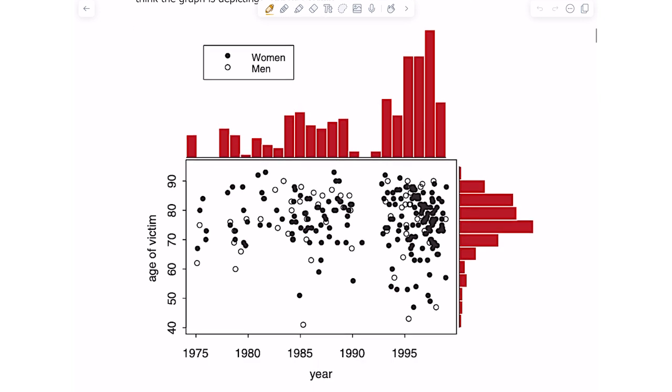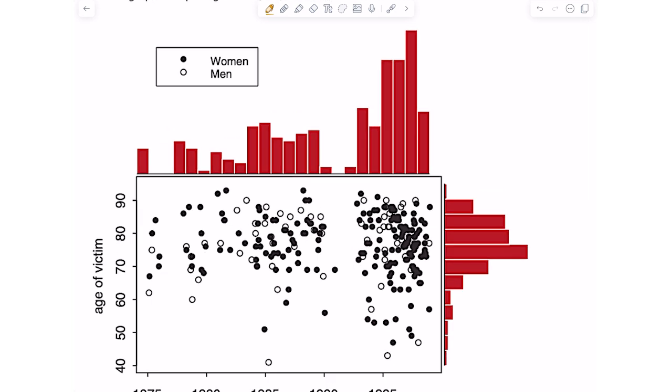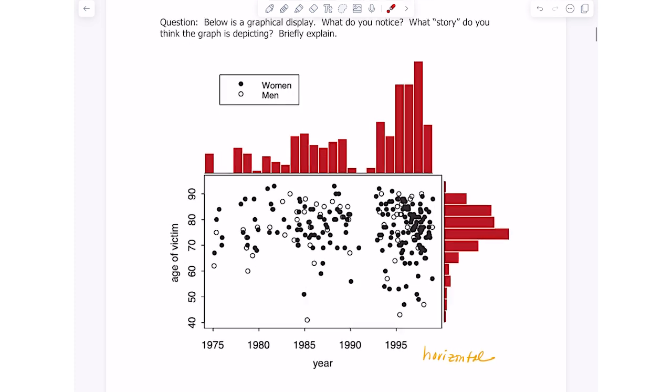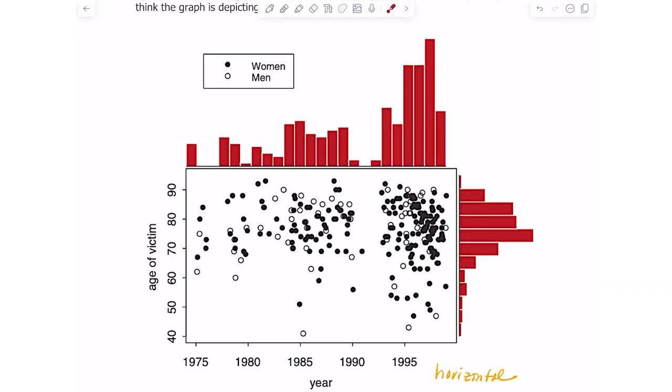So in this graph, you can see that we have years on the horizontal axis, which is your x-axis. And then we have age of victim, which is on the vertical axis, so the y-axis, the up and down axis. And this type of graph with all these dots is called a scatter plot. Scatter plots are used when you have two quantitative variables. We're going to talk about quantitative variables shortly.